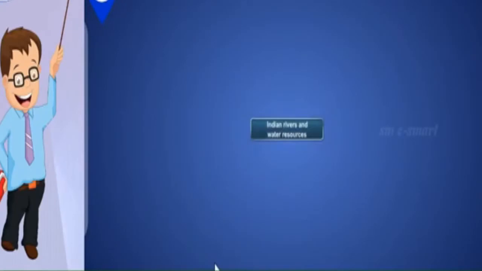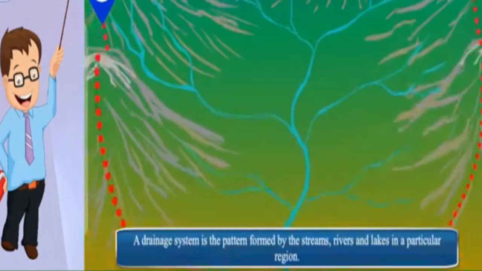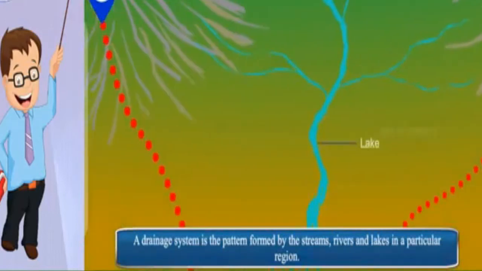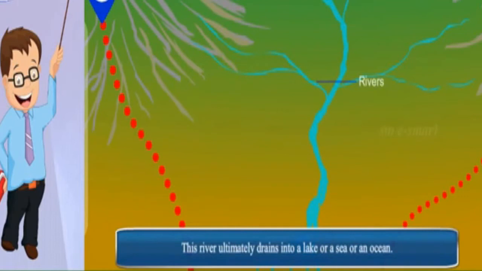Indian rivers and water resources. A drainage system is the pattern formed by the streams, rivers and lakes in a particular region. That is, small streams flowing in different directions join together to form the main river. This river ultimately drains into a lake or a sea or an ocean.